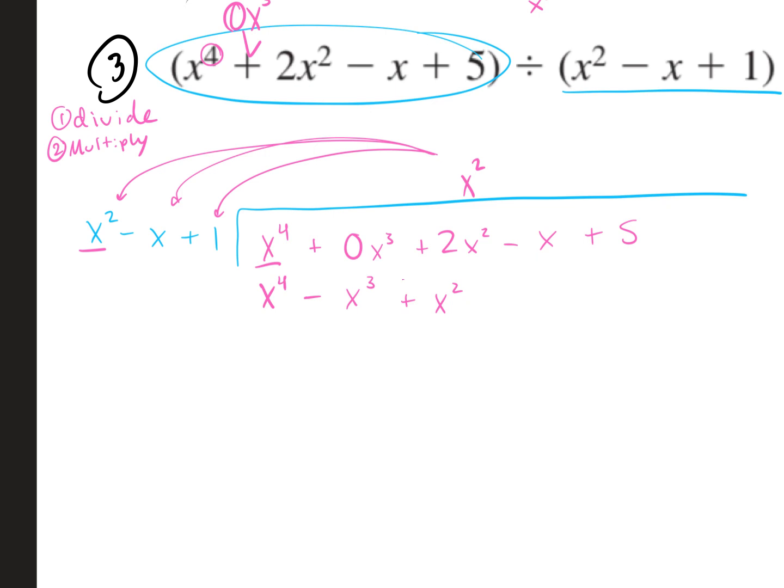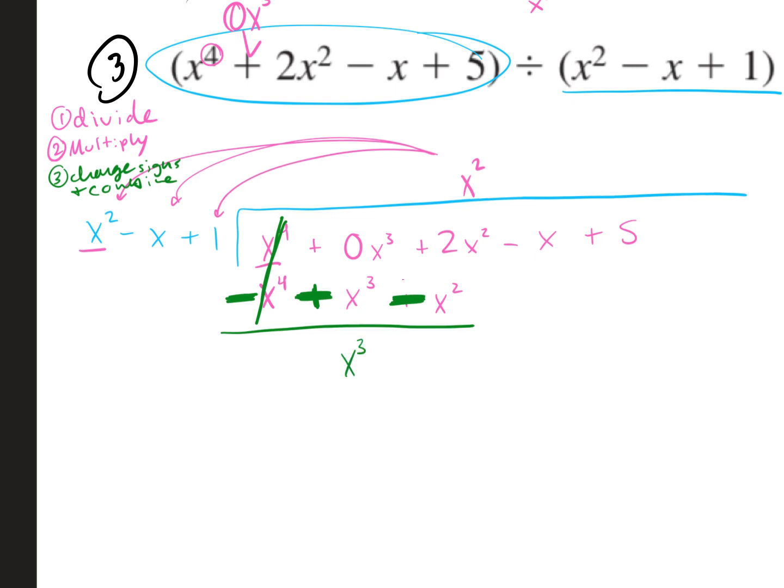Step 3 is to change the signs and combine. Change the signs. So this becomes a negative x to the 4th power, positive x to the 3rd power, and negative x squared. When we combine them together, the first terms are always going to cancel if you did it right. So x to the 4th power cancels. 0 x cubed plus 1 x cubed would just be 1 x cubed.